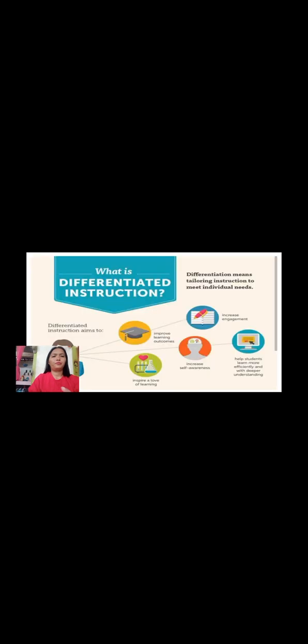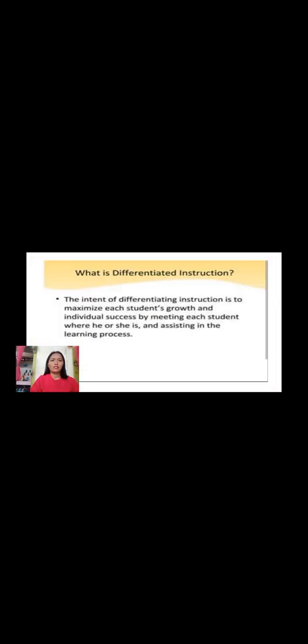Differentiated instruction. So what is differentiated instruction? Differentiated instruction means tailoring instruction to meet individual needs. It aims to improve learning outcomes, inspire a love of learning, increase self-awareness, increase engagement, and help students learn more efficiently with deeper understanding. The intent of differentiating instruction is to maximize each student's growth and individual success by meeting each student where he or she is and assisting in the learning process.